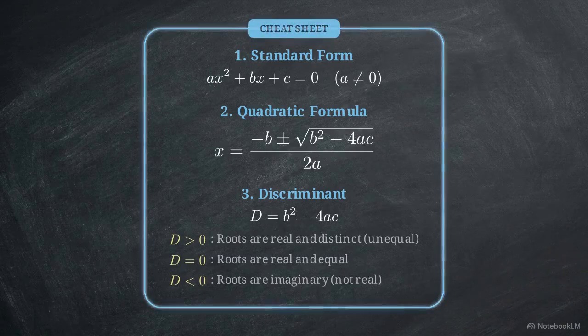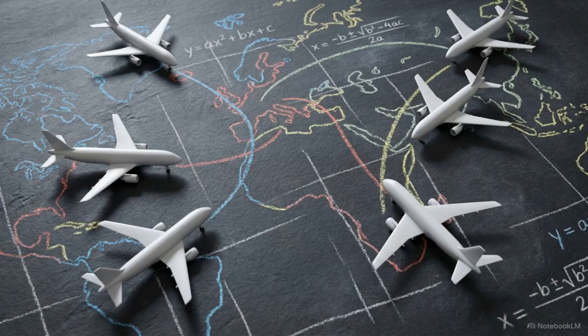This cheat sheet contains your core exam essentials, the standard form, the quadratic formula, and the 3 conditions of the discriminant. Take a moment to save this for your preparation. Mastering quadratic equations transforms abstract rules into a concrete language capable of decoding real-world logistics.